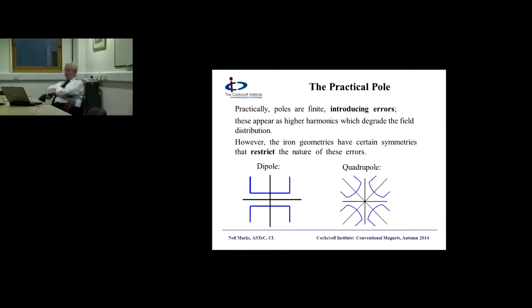We're now going to look at the practical pole. We've already said that the ideal pole shape is given by the lines of constant scalar potential, which are infinite. But we can't make infinitely large dipoles, quadrupoles, sextupoles. So we've got to chop them off at a reasonable position in XY space. And this introduces higher harmonics, it introduces errors into the magnet, errors which are largely unsatisfactory and not what we want. But here's the advantage: certain symmetries that we can impose will restrict the nature of those errors.